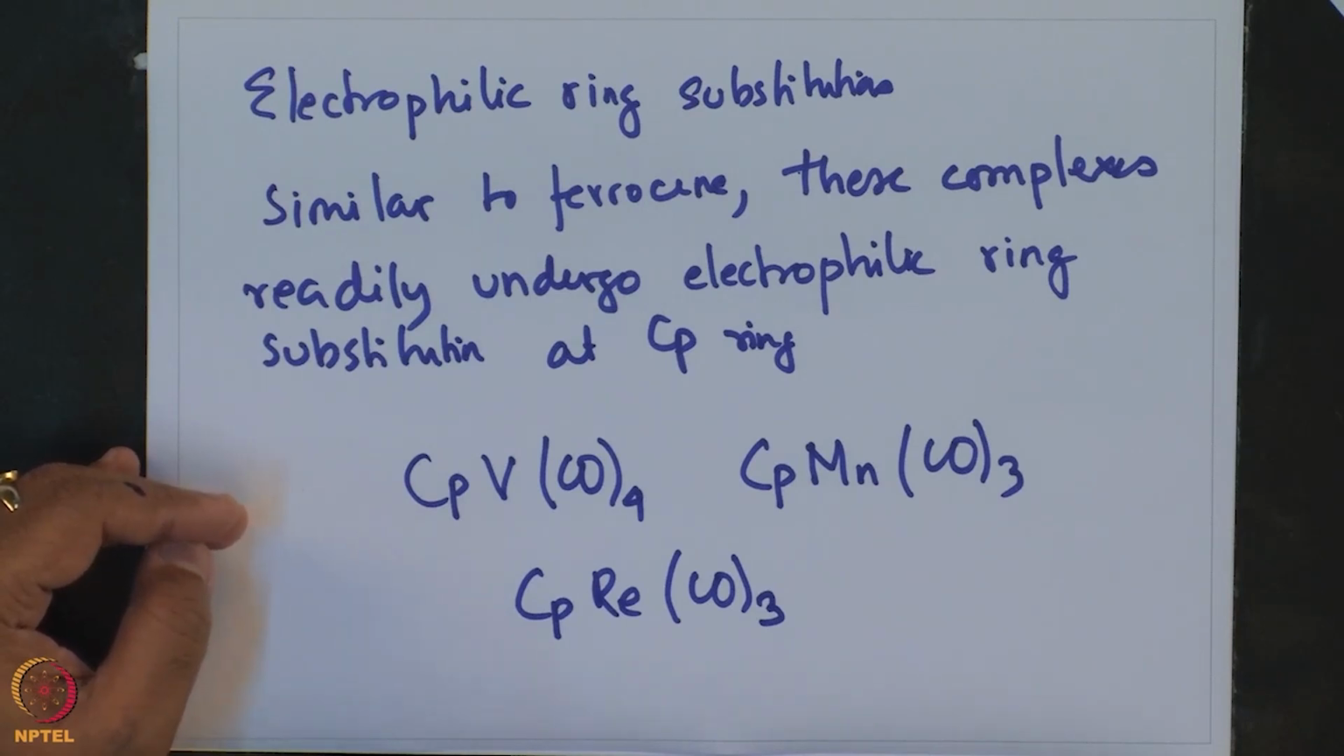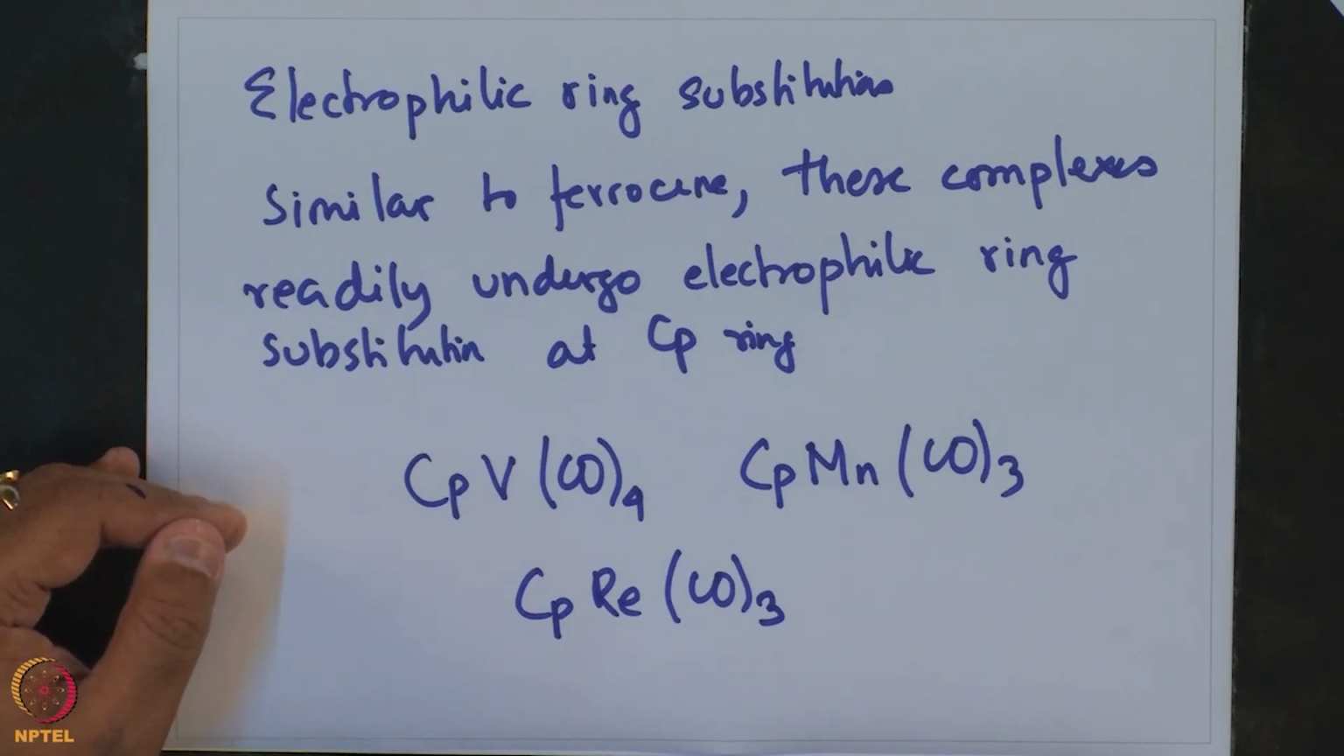Obviously, the reason behind the same is also similar, given the fact that cyclopentadienyl anion is electron rich, carbanionic, and has partial negative charge. Hence, it is no wonder that these ligands undergo electrophilic substitution reactions similar to that observed for ferrocene or other metallocene complexes.